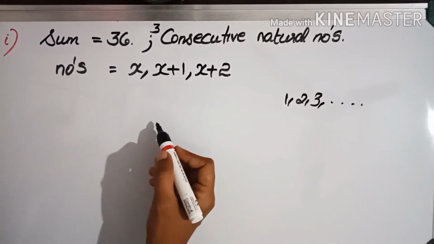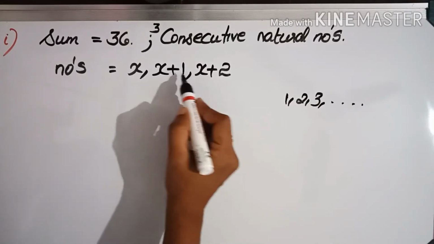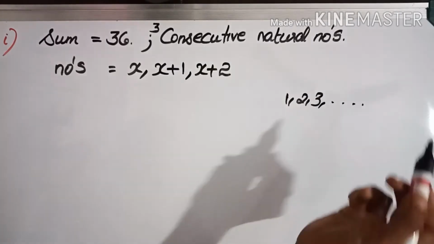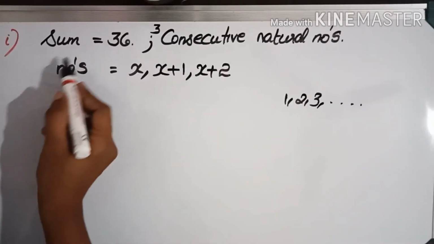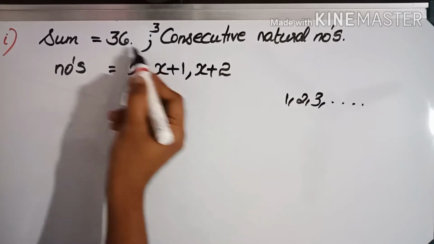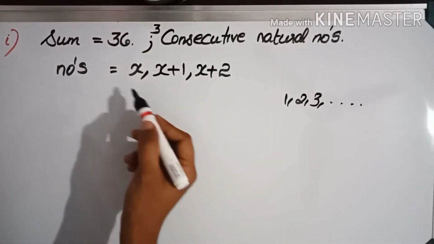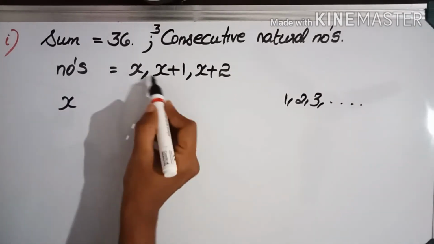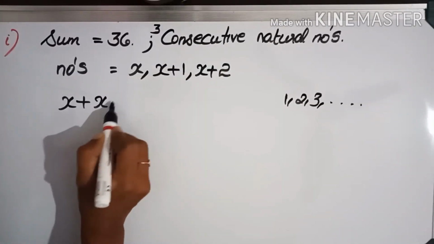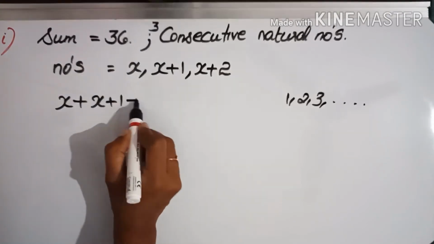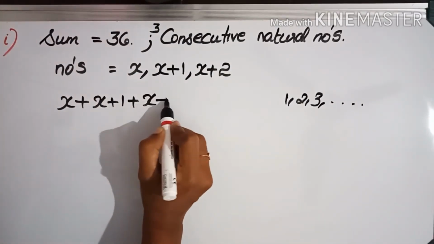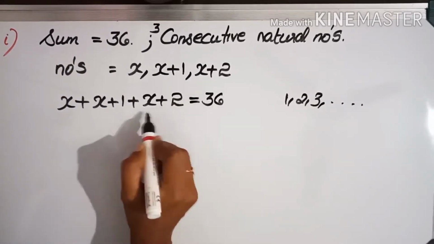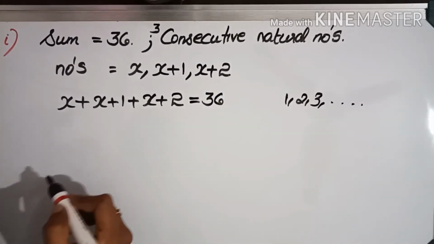Here x plus 1 plus 1, 1 plus 1 is 2, that's why. Next will be x plus 3, like that it goes on. Now it is given that the sum of these 3 numbers is 36. So in the next step, let's add all these numbers: first x, plus second number x plus 1, plus next number x plus 2. The sum equals 36.